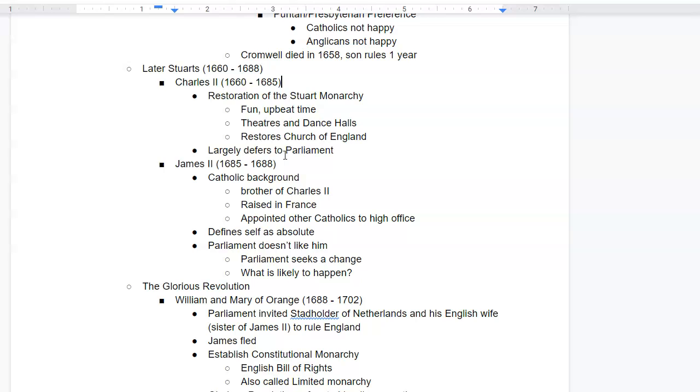But he died without a legitimate son, and his younger brother James becomes James II and rises to be king, and he is a Catholic, which is a small minority in England by this time. And he was the brother of Charles, but raised in France, and begins appointing the few other Catholics who were noblemen to high office and giving them lots of authority. And there are many who, for religious reasons or for kind of political religious reasons, are upset about this. He also begins taking after his father and his grandfather and defining himself as a free, absolute monarch. Many people in Parliament don't like him.